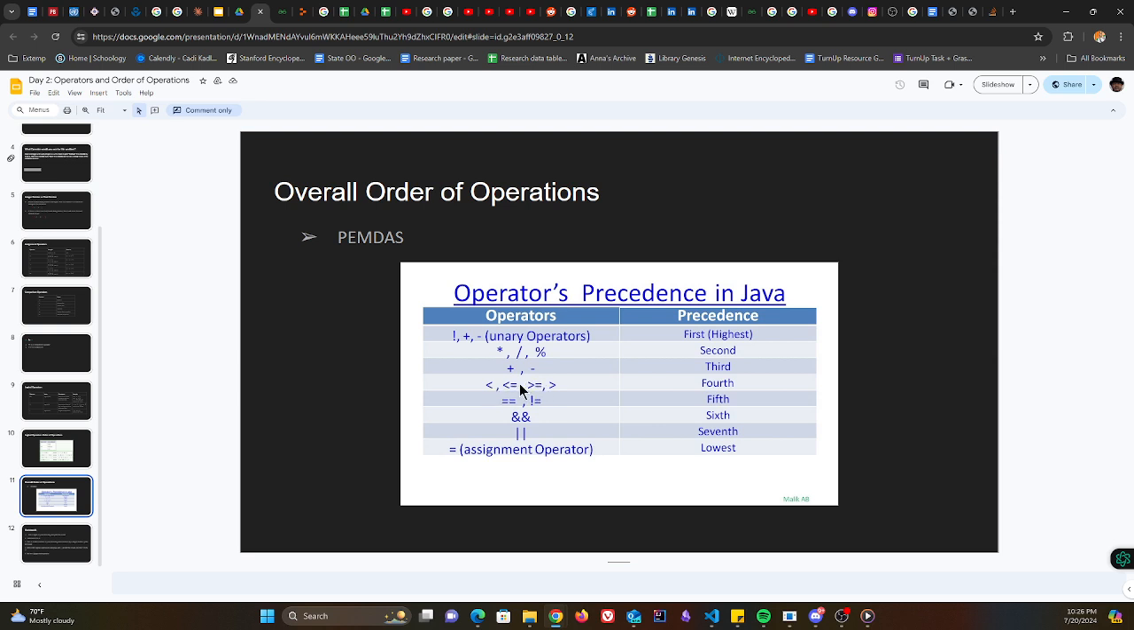The greater than, greater than or equal to, less than or equal to, those comparison operators. The fourth and fifth are just more comparison operators. Sixth is the logical and. Seventh is the logical or. The lowest is the assignment operator. So again, you don't have to really memorize all of this. It's just good to know. You can Google it later.